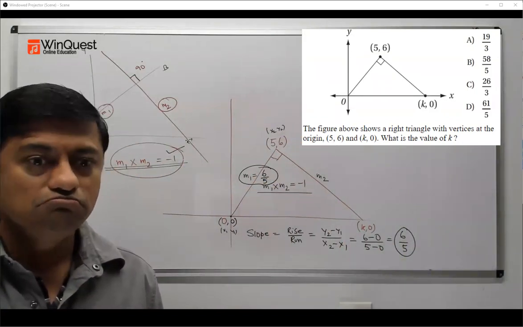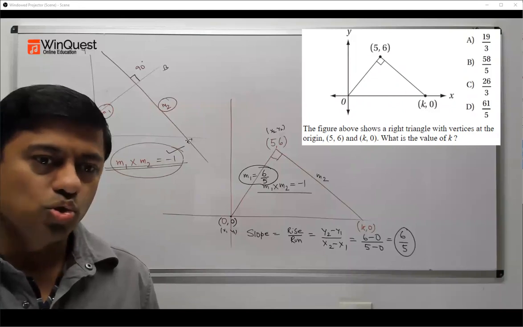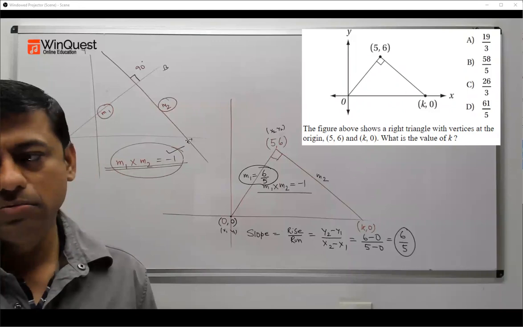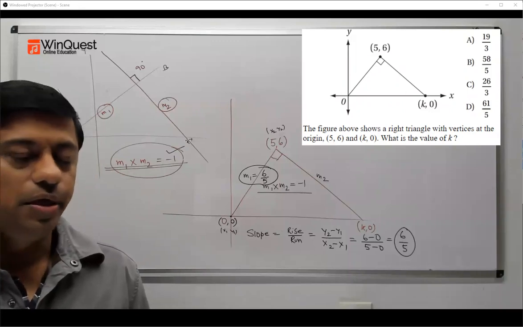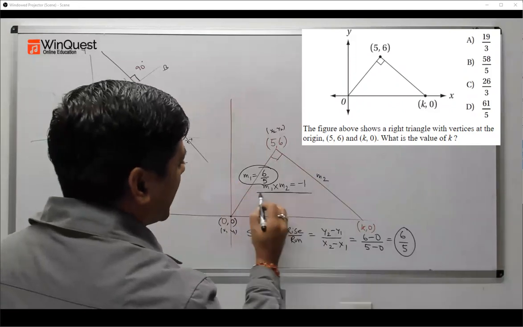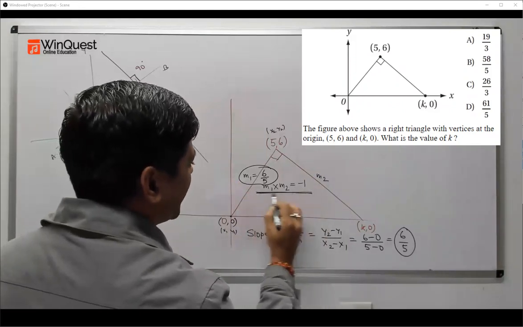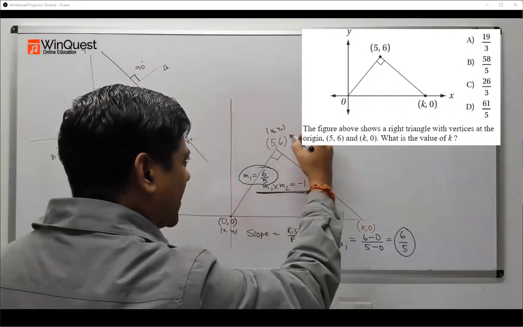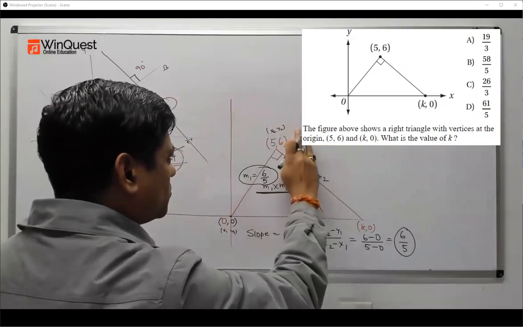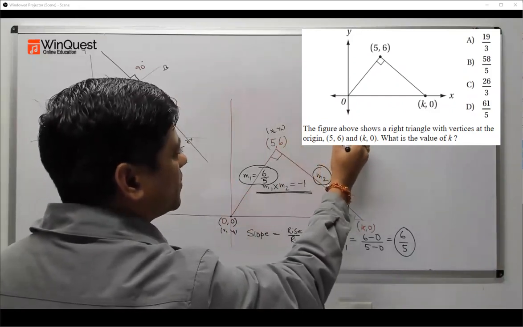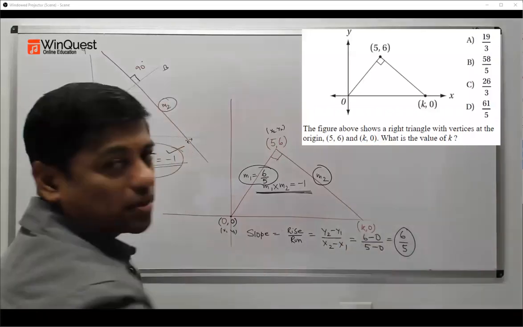Okay. Slope of this line is equal to 6 by 5. That is clear. If this is 6 by 5 and I have a relation like this, can I get M2? Yes, I can get it, because M1 multiplied by M2 equals -1.